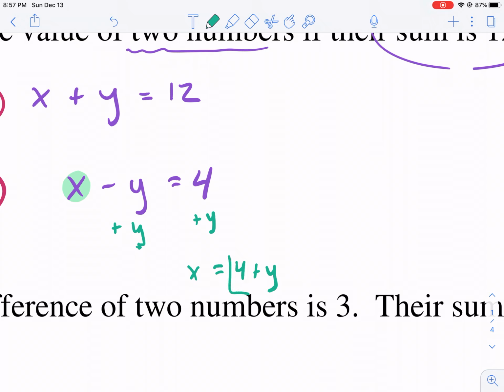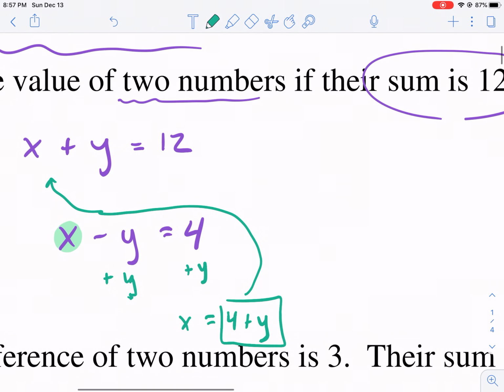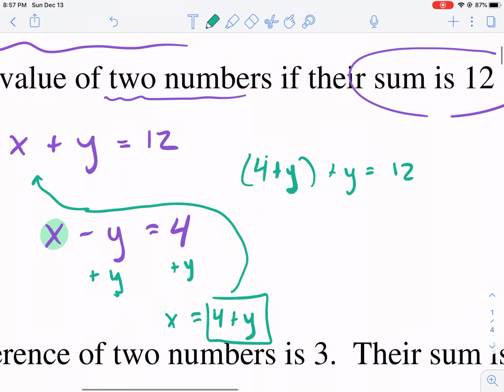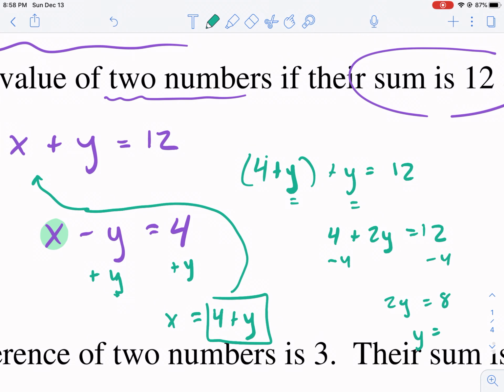And then I'm going to substitute this value of x in for x. Now I'm going to rewrite this equation with 4 plus y. Okay, that's my new value there. Plus y equals 12. Now I solve for y. So 4 has no other like term, so we have 4, and then y has another like term, 2y equals 12. We're going to subtract 4, we get 2y equals 8, so y equals 4.